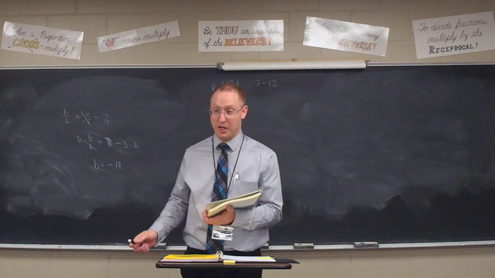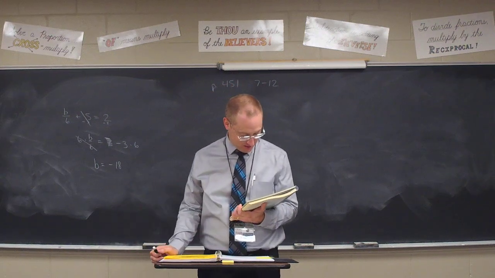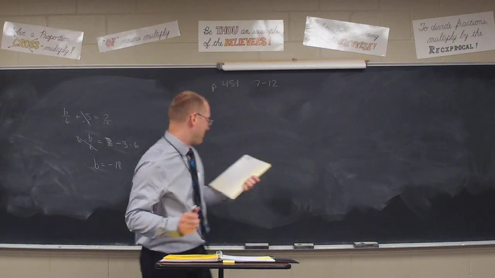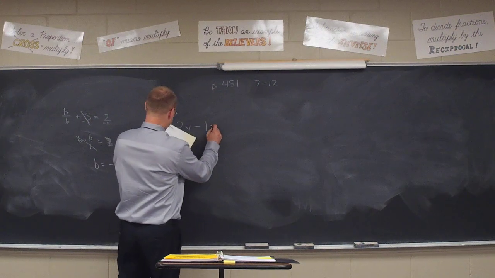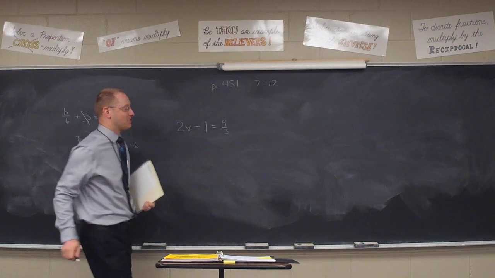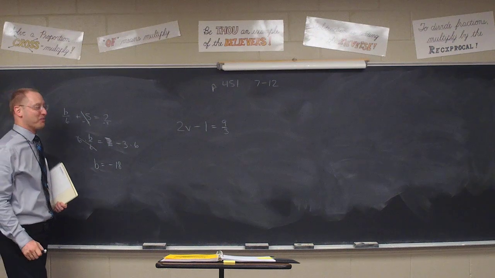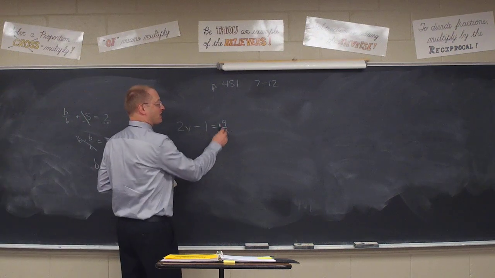Number 8, what did you get for your answer for redemption, Michael? B equals 3. Oh, the pain. All right, so we had 2B minus 1 equals 9 over 3. I thought you were done awfully fast. 2B minus 1 equals 9 over 3. Well, I think you started by saying that 9 divided by 3 is?